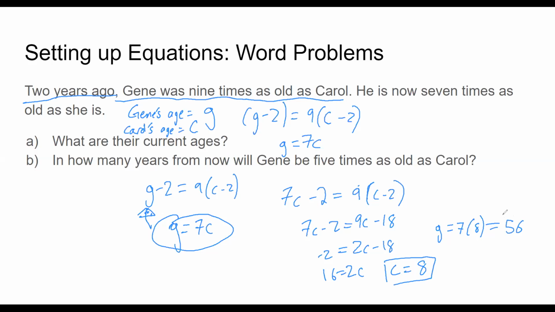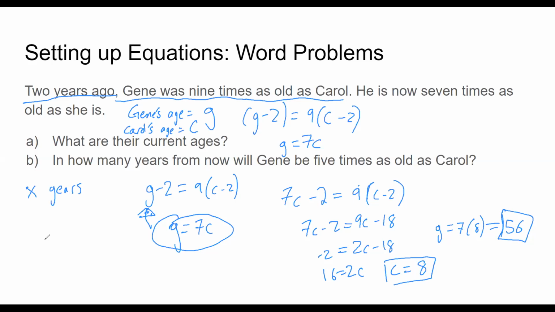So then we have their 2 ages here. And then let's look at part B here. Okay. In how many years from now will Jean be 5 times as old as Carol? So we can set up another equation here. Let's just say we don't know how many years from now it will be. So let's just call it X years.